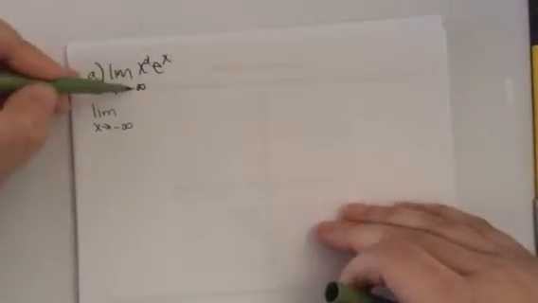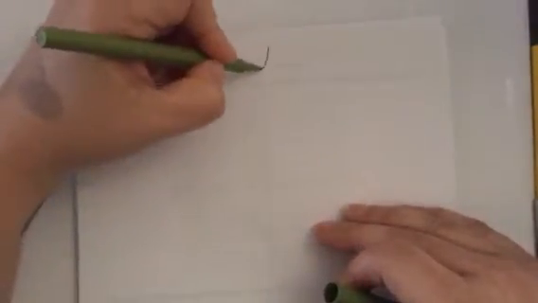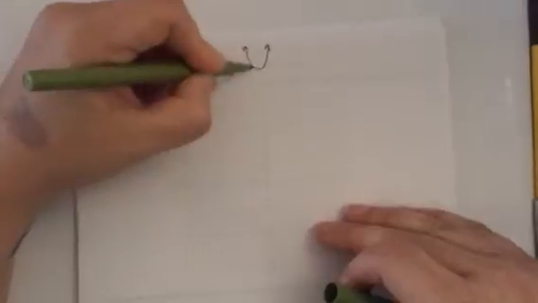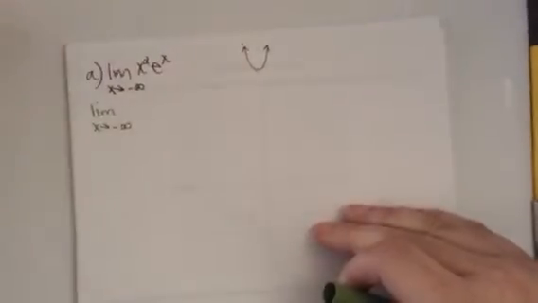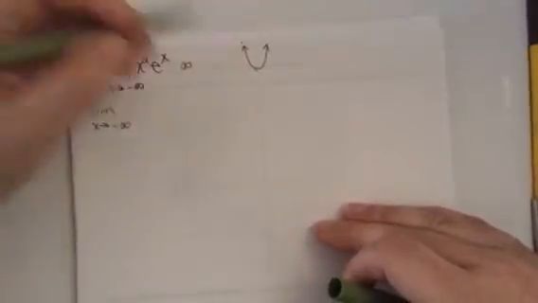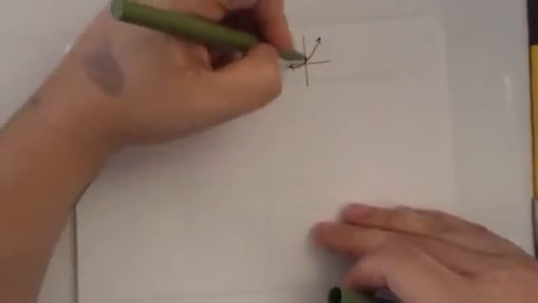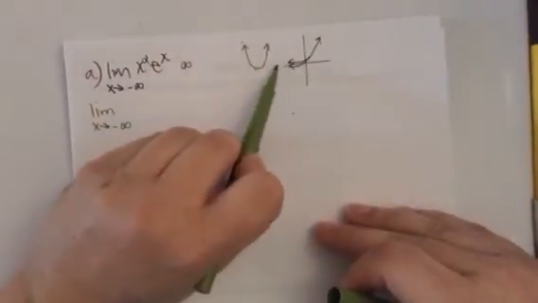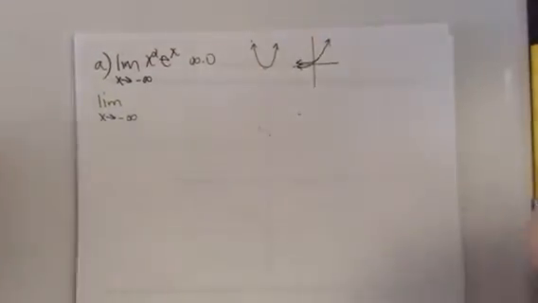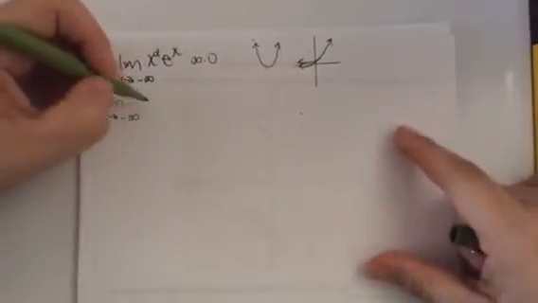What happens to x squared as x goes to negative infinity? Well, x squared looks like that, right? Going to negative infinity, it goes to infinity. And then e to the x looks like that. That's a bad graph, but it goes to 0 as x goes to negative infinity. Infinity times 0 is an indeterminate form on our list. So we can use L'Hopital's, but we have to make it into a fraction.